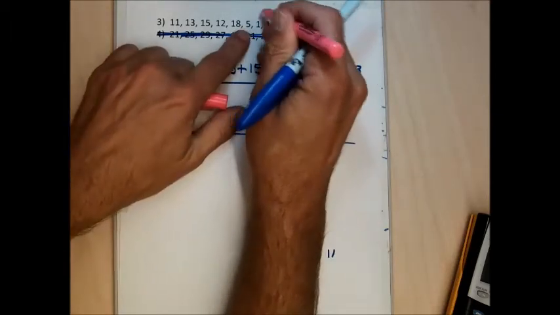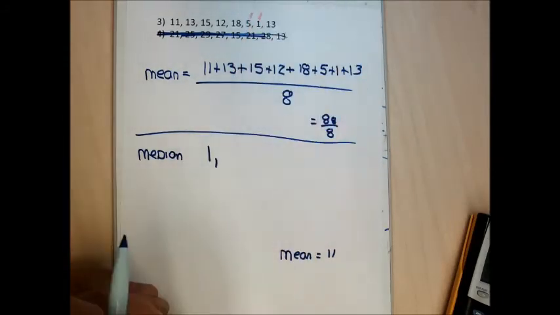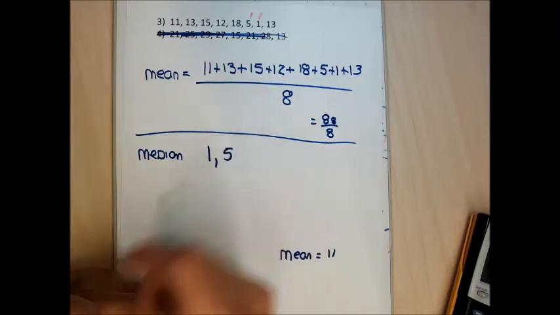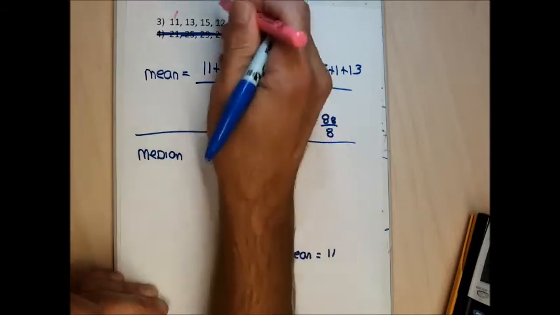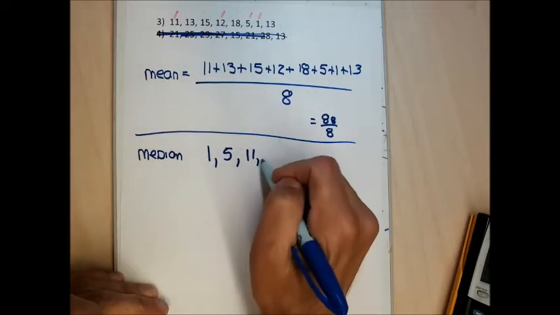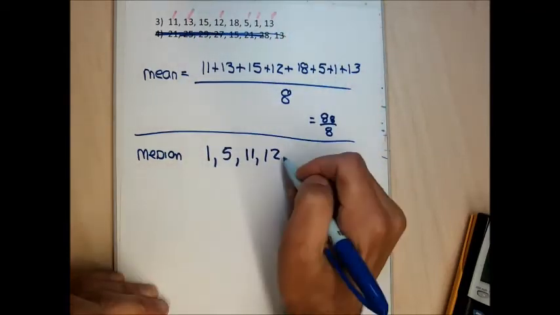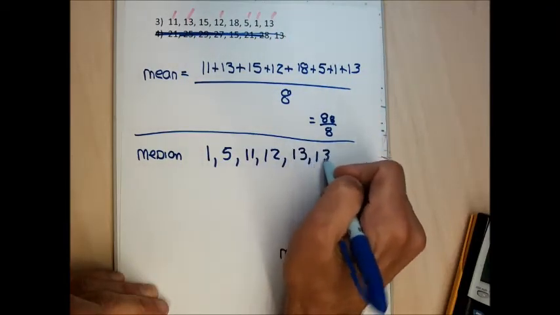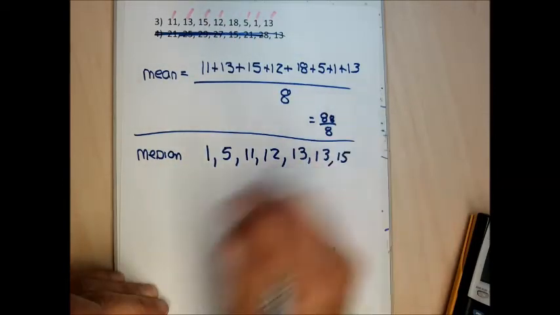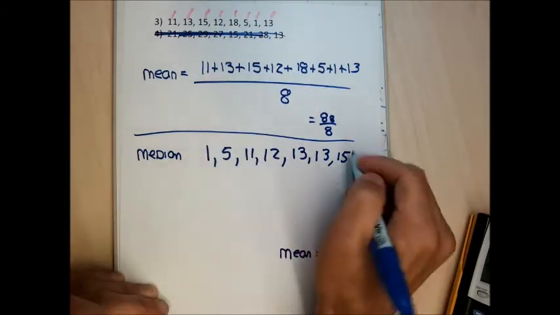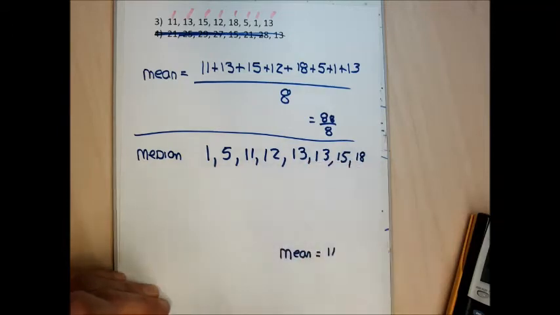So the smallest number is 1, I'm going to write it first. The second smallest is 5, I'm going to write it second. The third smallest is 11, I'm going to write it third. Fourth smallest is 12. Fifth smallest is 13, and I have 2 of them, so I'm going to write both 13s down. Sixth smallest is 15, and the largest is 18. So I've written all 8 pieces of data down: 1, 2, 3, 4, 5, 6, 7, 8.